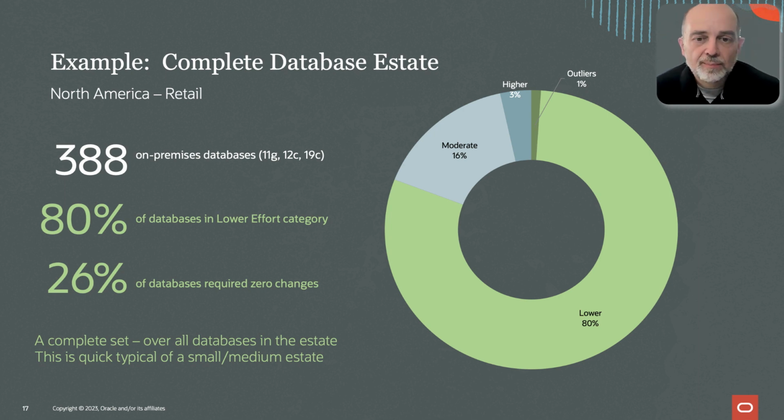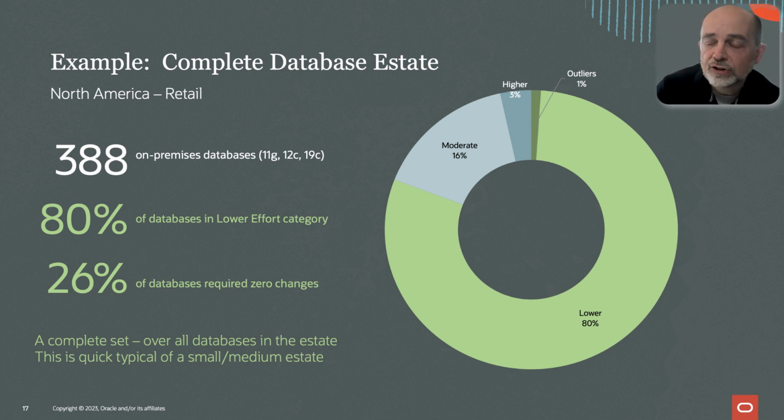So this is one specific customer we worked with. We analyzed 388 of their databases, a mixture between 11g and 19c. And what we could see is that a huge number of those, 80% in fact, were in that low effort category. So this particular set of databases is a really good candidate to do high level consolidation of large numbers of databases straight into Autonomous.